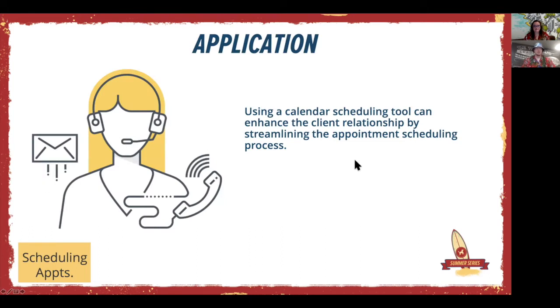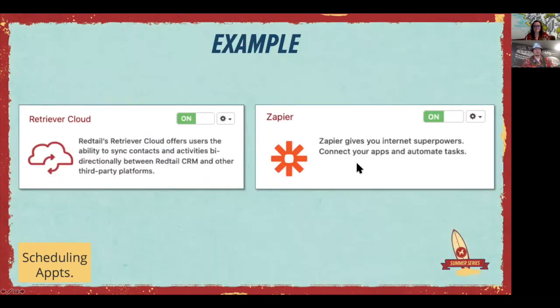Yeah, the other option is a really cool software called Zapier. It allows you to create kind of custom integrations for yourself, which Redtail does integrate with.